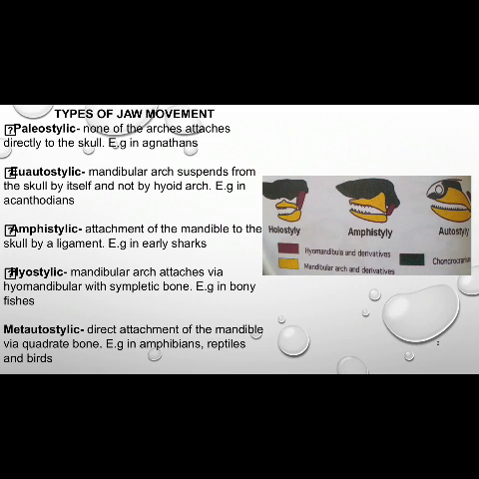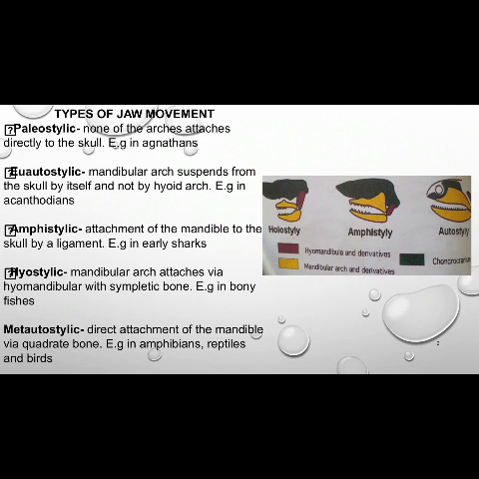What about hyostylic vertebrates? Hyostylic means the vertebrate has jaws connected with the cranium by the hyomandibular and the symplectic bone. So you have a mandibular arch attached via the hyomandibular and symplectic bone. You find that in some bony fishes.